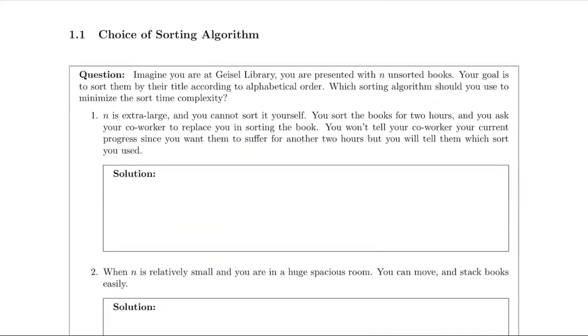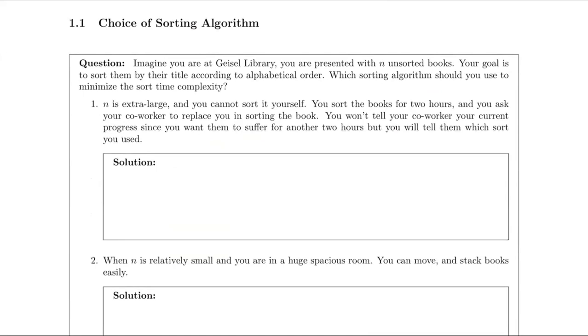This example I went over in the discussion sessions, and I think it's good to redo it. The question is: imagine you're in Geisel Library, and you are presented with unsorted books, and your goal is to sort them by title in alphabetical order. So this is a sorting question with n elements to sort. Which sorting algorithm do you need to use to minimize the time complexity?